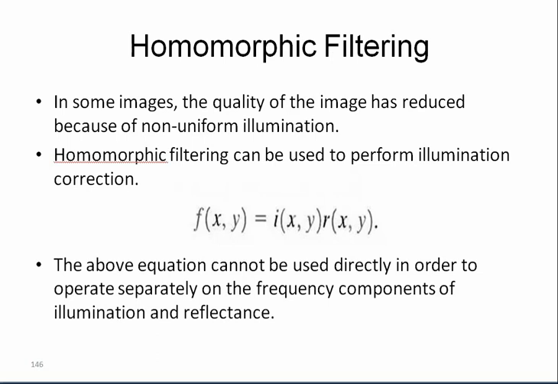Suppose a shadow is there, so light is falling on one object, and that object's shadow appears in the particular image. We will see that clearly. That is non-uniform illumination. Homomorphic filtering can be used to perform illumination correction. Here is the equation, but it cannot be used directly to operate separately on the frequency components of illumination and reflectance.